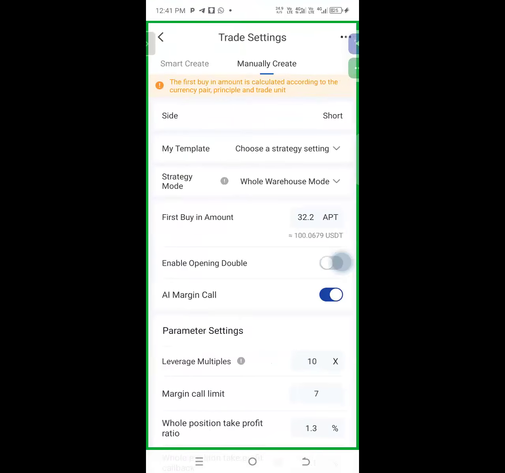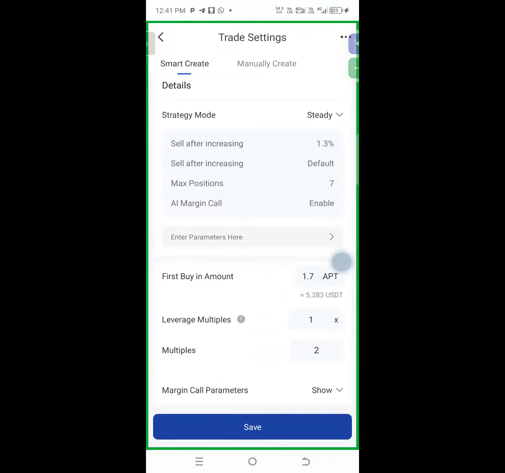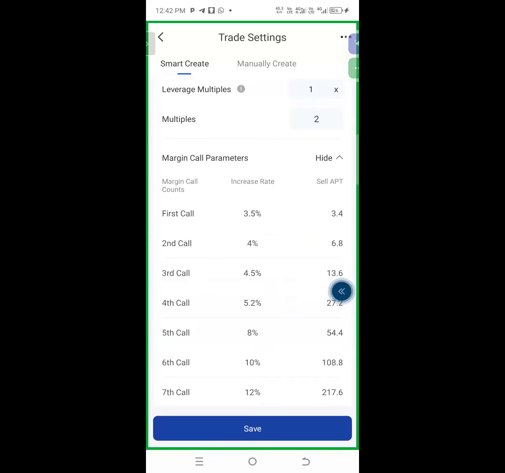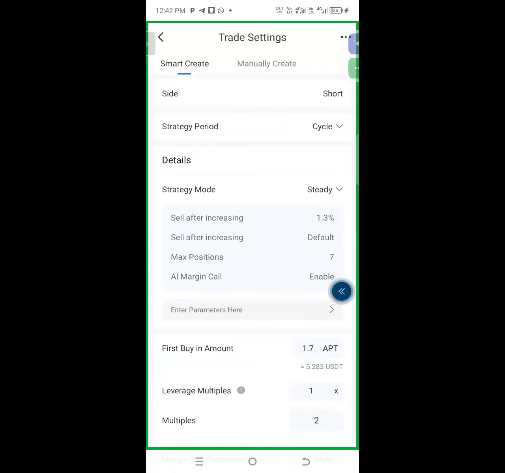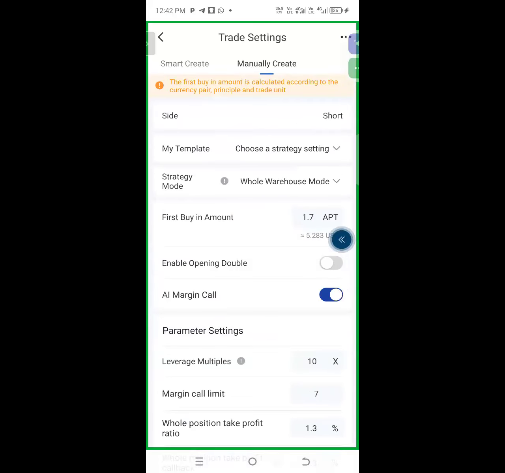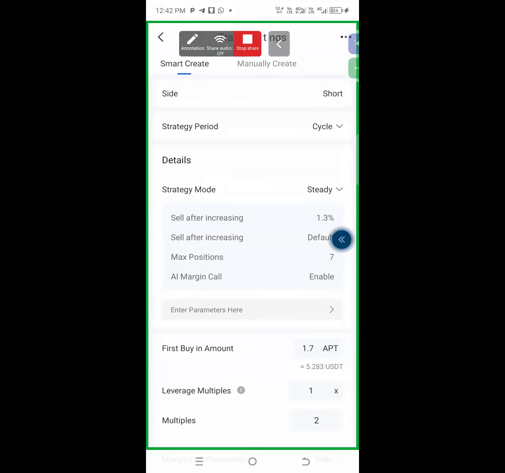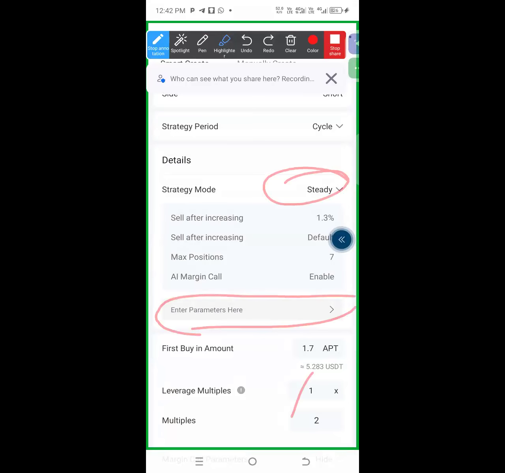Now, briefly about the smart create. The smart create is a default setup, right? So over here, it's a default setup based on the parameters. When you click on show margin configuration, you can see it's a default setup. When you talk of the smart grid, that is the default setup of the bot, right? So when you click on enter parameters, it will take you to manually create. Once you click on enter parameters, it will automatically take you to smart create.